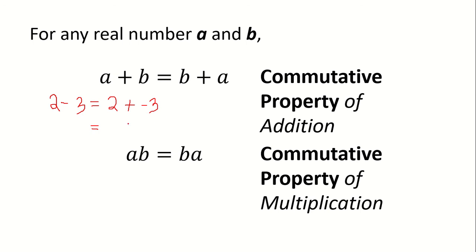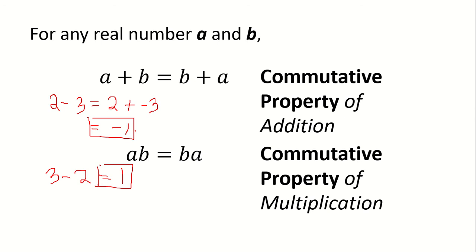3 minus 2 is 1. The absolute value of negative 3 is 3, and the absolute value of 2 is 2. 3 is greater than 2, so we follow the sign of the 3, which is negative. So that's negative 1. But if we interchange, 3 minus 2 is just 1. So they're not the same anymore. Okay? Same with our example a while ago.